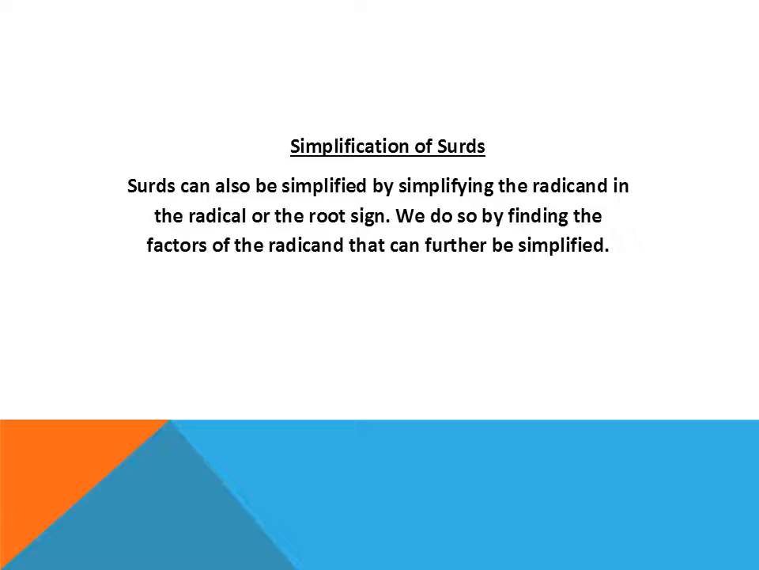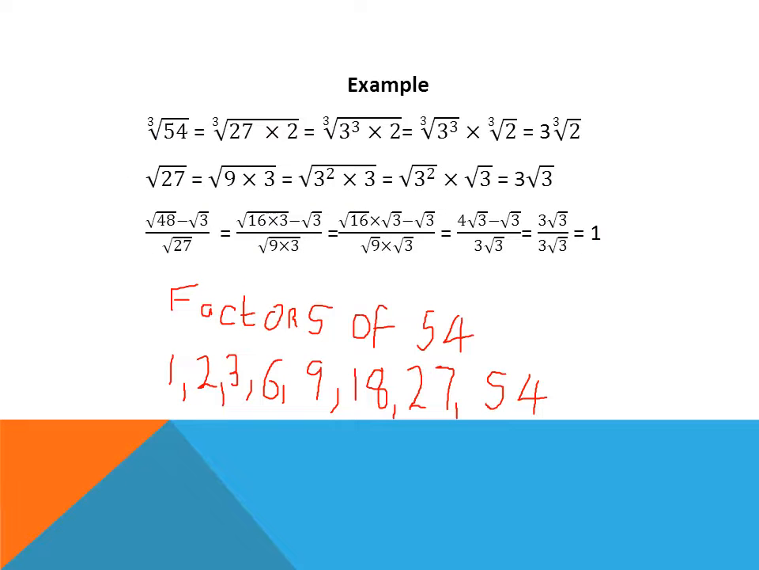We can also simplify surds. Surds can be simplified by simplifying the radicand in the radical or the root sign. We do so by finding the factors of the radicand that can further be simplified. So let's take a very nice example so that you'll be able to understand. For instance, we have the cube root of 54.